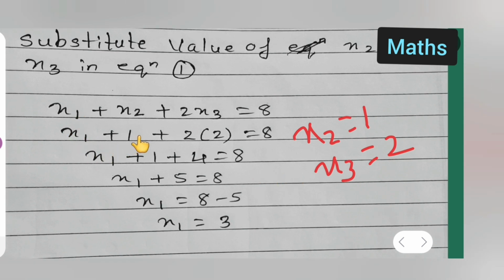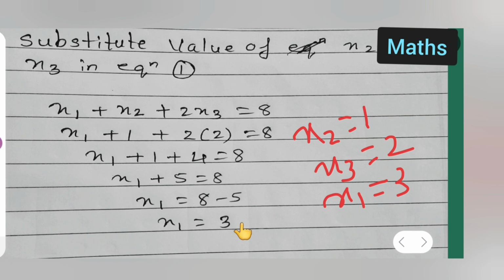So now what you will have to do over here? x1, write it as it is, plus 1. This is your equation 1 I have written. So x2 is 1, place the value, plus 2. What is your x3? 2 is equal to 8. x1 plus 1, 2 twos are 4 is equal to 8. x1, add this number, 4 plus 1, 5 is equal to 8. x1 is equal to 8. Take this to the other side, it will become minus. x1 is equal to 8 minus 5, which is nothing but 3. So we got the value of x1 as 3.